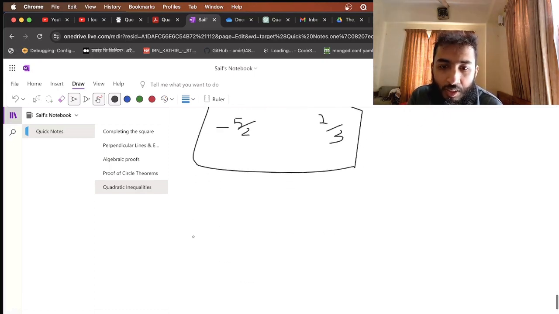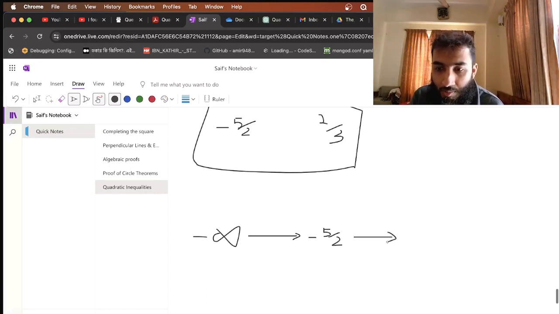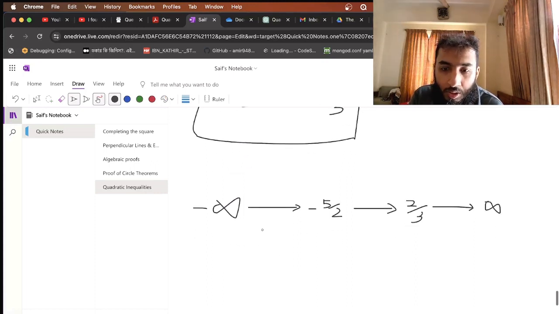So if you look at the three intervals, the first interval is from minus infinity to minus 5 by 2. The second interval is from minus 5 by 2 to 2 by 3. And the third interval is from 2 by 3 to positive infinity. So this is the first interval. This is the second interval. And this is the third interval.